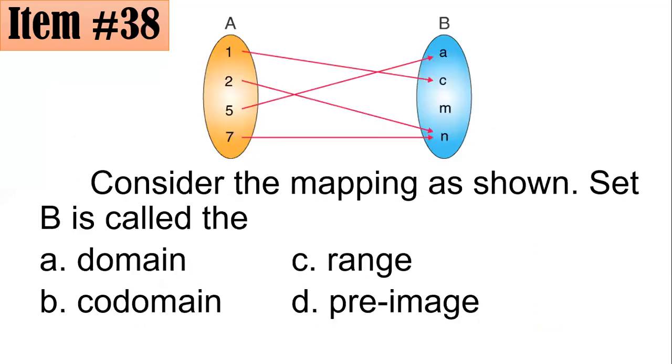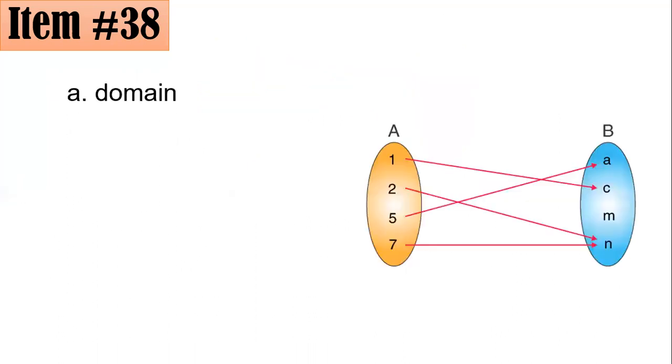Number 38. Consider the mapping as shown. So take a look at this relation. Set B is called what? Is it called the domain, the codomain, the range, or the pre-image? If you answered letter C, range, then let's see if you got it.